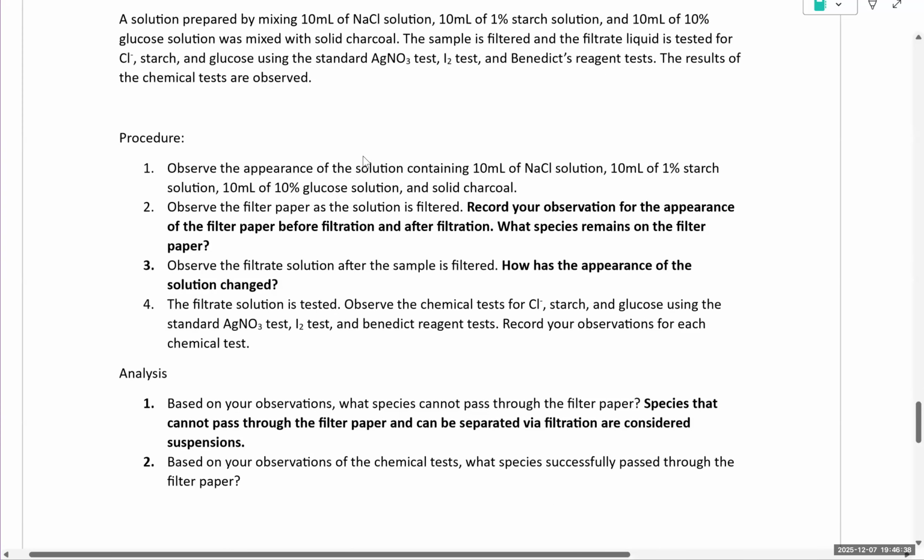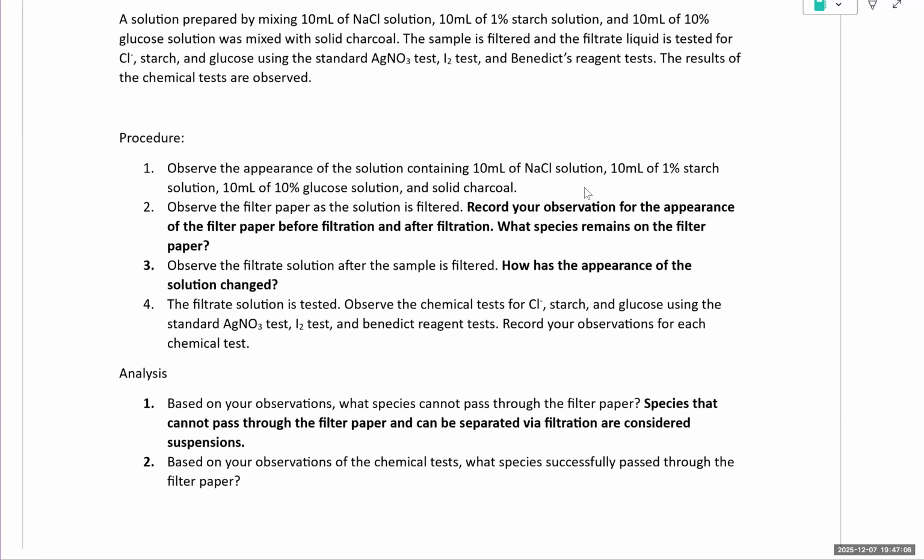So in the procedure, you're going to observe the appearance of the solution containing the sodium chloride, starch, and glucose solution mixed with solid charcoal. You're going to pay special attention to the filter paper as the solution is filtered, and you're going to record your observation for the appearance of the filter paper before filtration and after filtration. And you're going to answer the question, what species, what component remains on the filter paper?